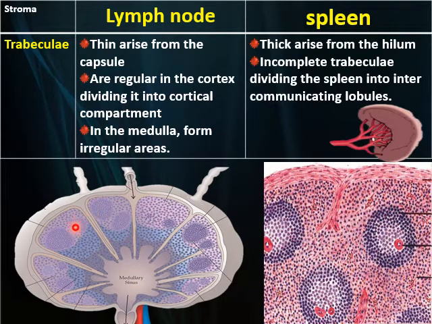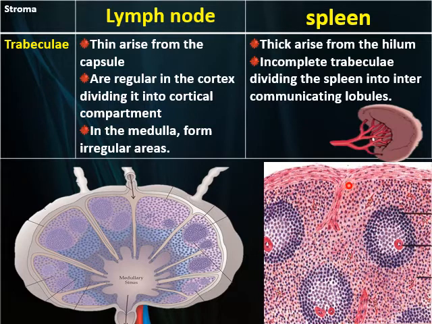This is called the cortex, and this is called the medulla. So we have regular compartments in the cortex of the lymph node and irregular areas in the medulla. For the spleen, the trabeculae arise from the hilum of the spleen. This is called the hilum of the spleen.